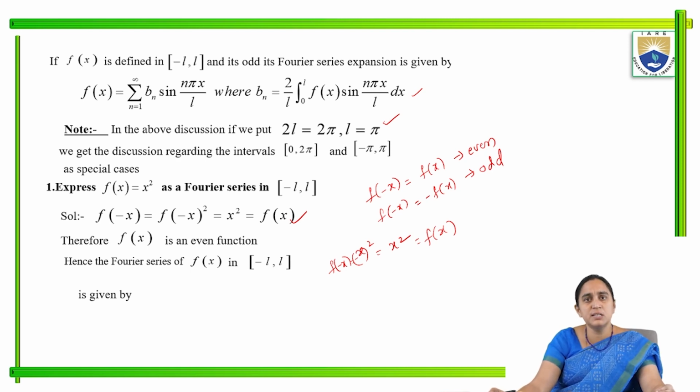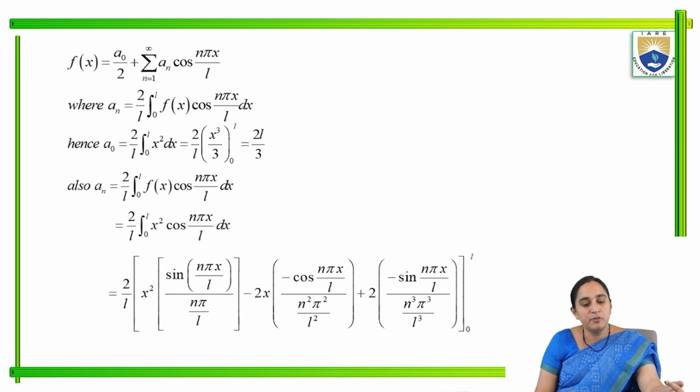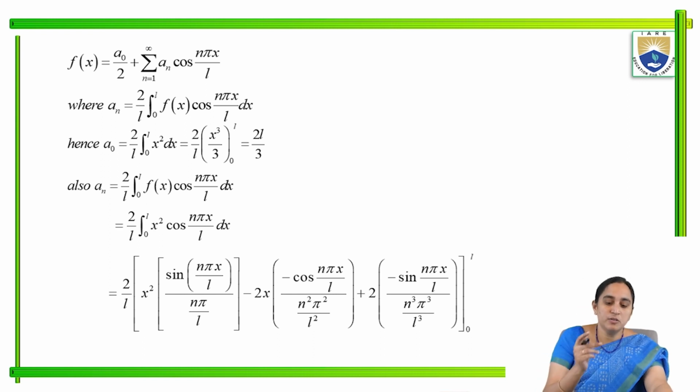For the Fourier series within the limits minus L comma L, as already discussed, if the function is even, the formula is f of x is equal to a naught by 2 plus sigma n is equal to 1 to infinity a n cos n pi x by L. For that, first find a naught and a n. First I am finding a naught. What is the formula for a naught?